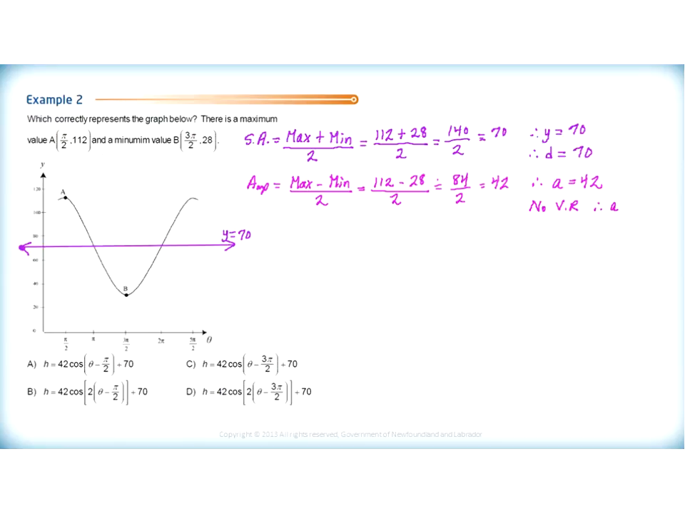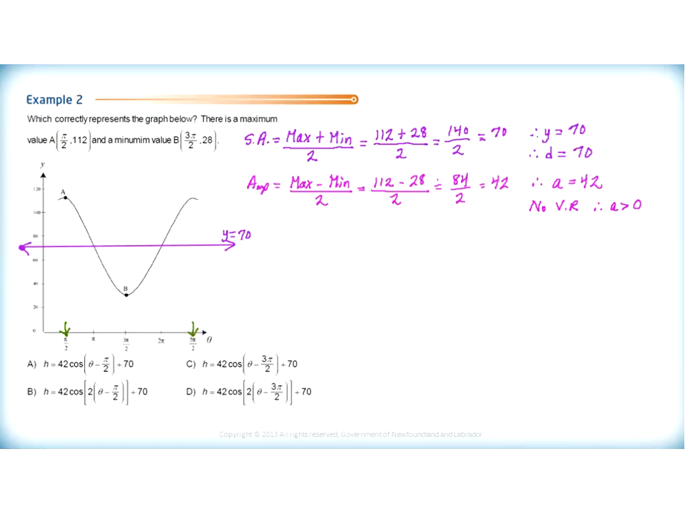Therefore, the value of A will remain at 42, which is greater than 0. Again, that's indicated in all 4 multiple choice answers. So now what we need to do is determine the period of the function. The cycle begins at pi over 2, and it ends at 5 pi over 2.